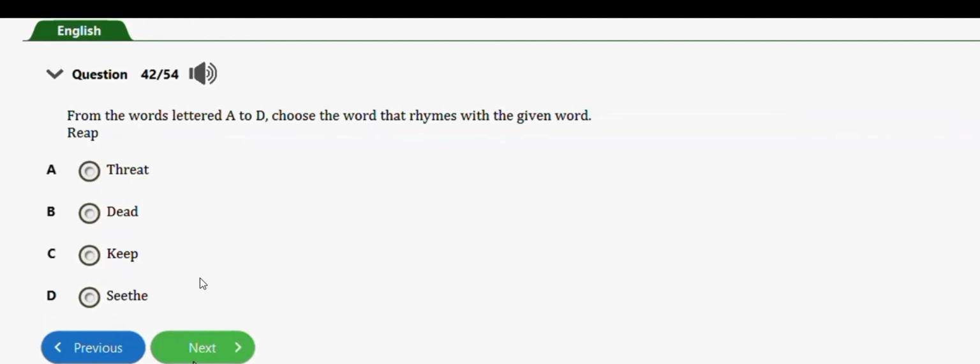Says the one that has rhyme with whip. We have tweet, dead, keep, sit. So the right answer to this question is option C. Whip has the same rhyme with keep. Next question.